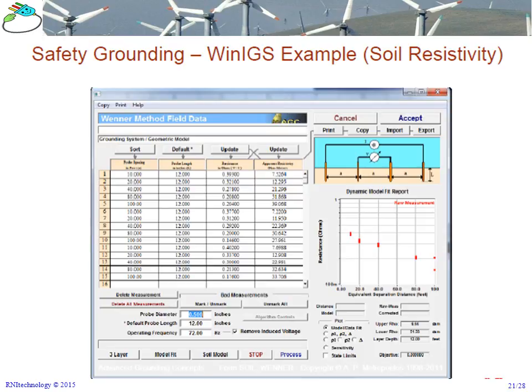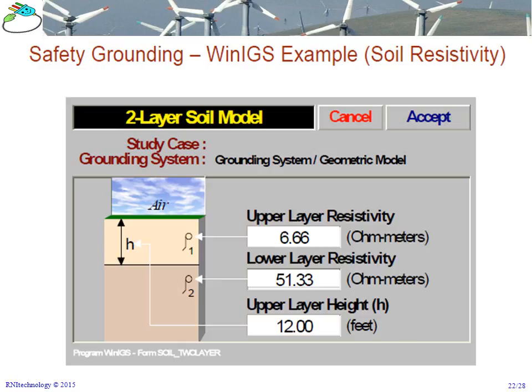Then you'll be using WinIGS, a computerized software program, and add the information from your measurements of the soil resistivity, and from these measurements you can do an analysis for the resistivity layers. These resistivity layers typically use what we call the two-layer method, with an upper layer, in this case 6.6 ohm meter, and a lower layer which is higher, 51.33 ohm meter, and the height of the first layer is going to be 12 feet.